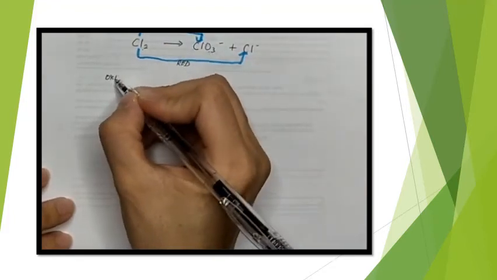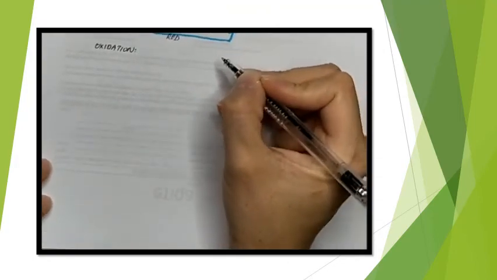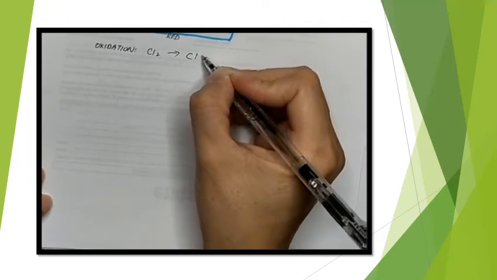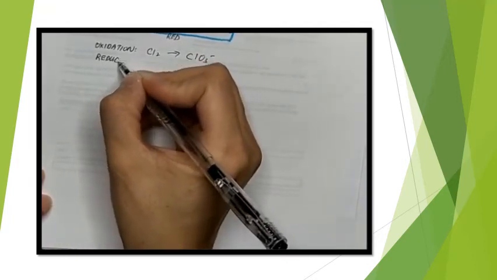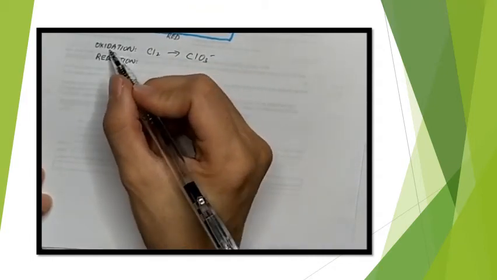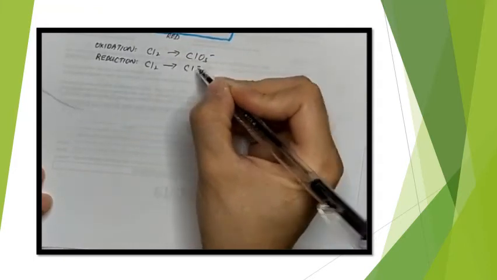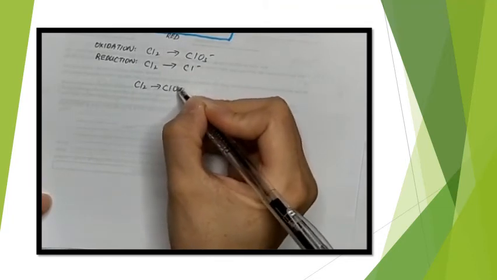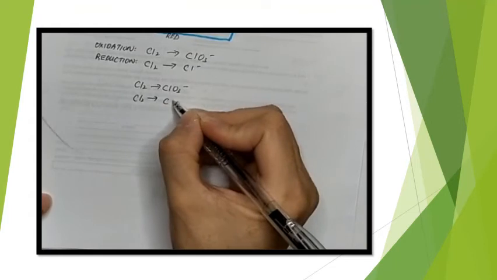So oxidation, okay, so Cl2 form ClO3 negative. Reduction, okay, I remind you all must write down the full term, oxidation, reduction. Okay, Cl2 and then form Cl negative. Then copy everything, Cl2, ClO3 negative, Cl2, and then Cl negative.